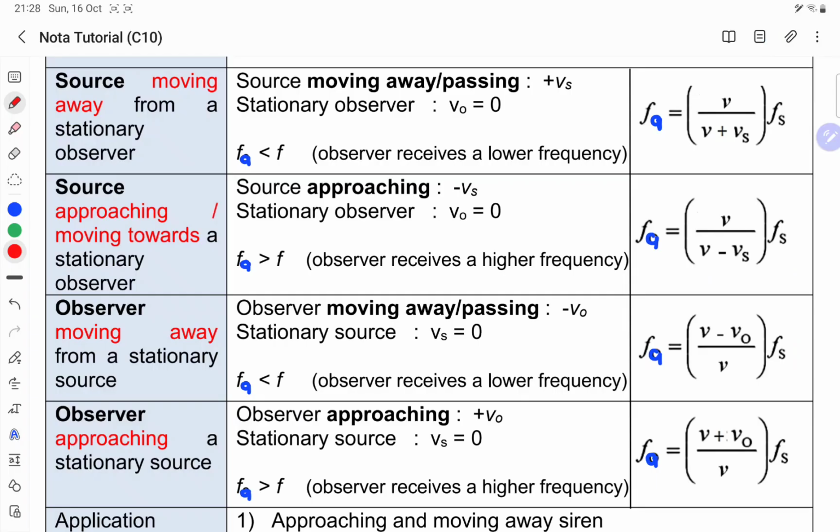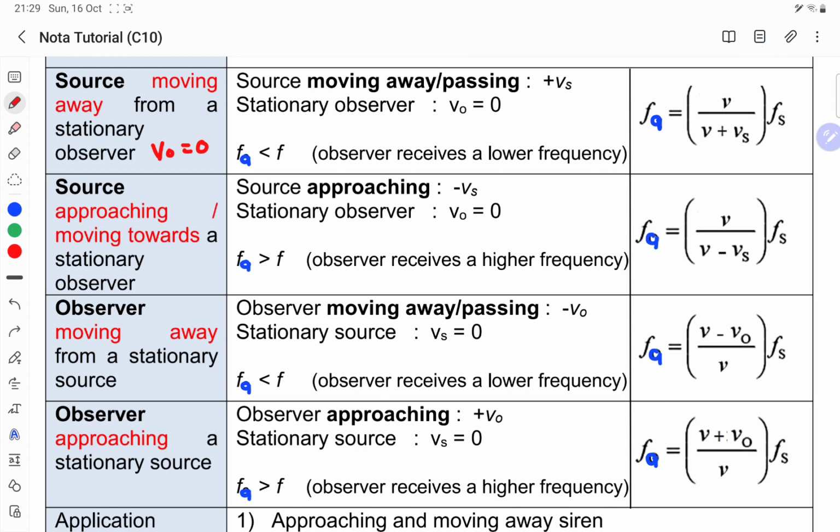Right, so we have 4 different situations for the Doppler effect, where one of the two things is stationary. Okay, so let's see the first case. Here, the source is moving away from a stationary observer. So the stationary observer means V naught is equal to 0. Make sure in the formula there is no V naught.